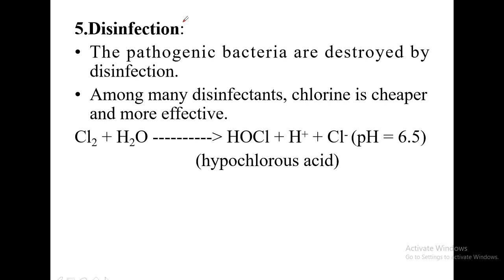And the next is disinfection. Now you know that in water some pathogenic or disease causing bacteria may be present, and they are to be destroyed completely, and the process involved is disinfection. Among the many disinfectants available, chlorine is found to be cheaper, and it is more effective in killing the pathogenic bacteria.